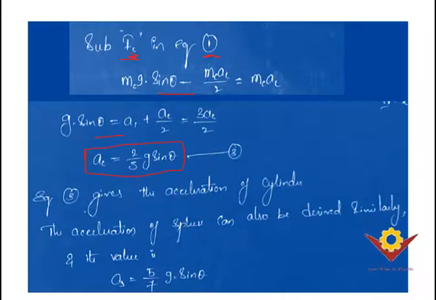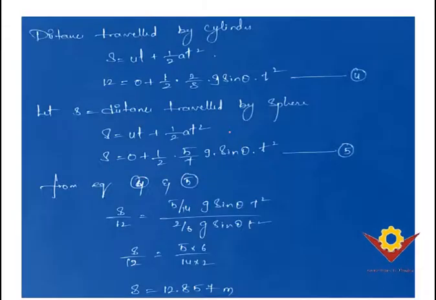Make this equation 3, and equation 3 gives the acceleration of the cylinder. The acceleration of the sphere can be derived similarly, and its value is given like this. You can solve it in the same way as for the cylinder. You get 5 by 7 g sin theta, which is the acceleration for the sphere, and 2 by 3 g sin theta is the acceleration for the cylinder.